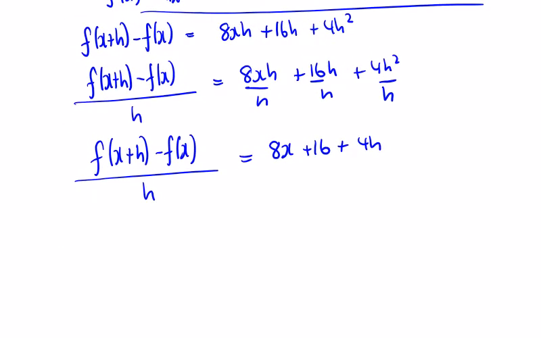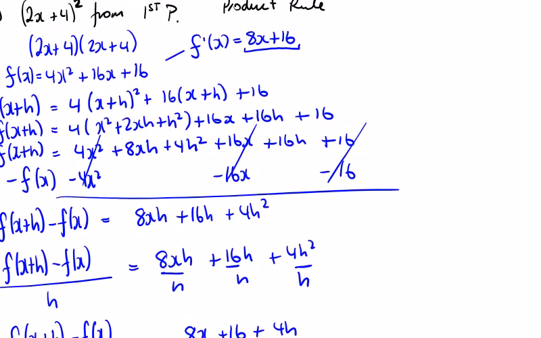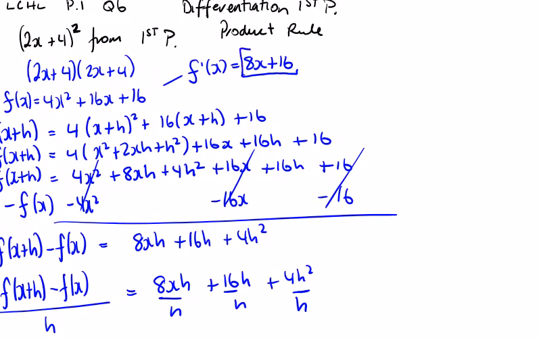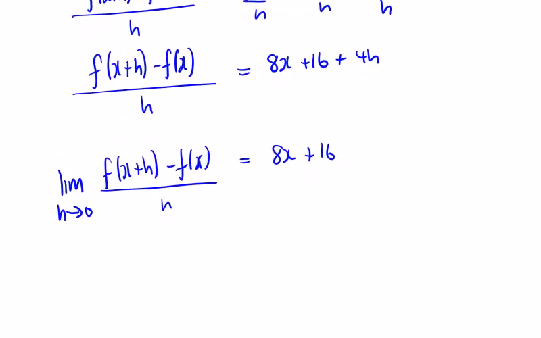So the limit of this, the limit as h tends to 0 of f of x plus h minus f of x, all divided by h, is equal to 8x plus 16. Just double check, is that what we had at the beginning? 8x plus 16. So differentiation from first principles. Absolutely no excuses for not getting full marks on this. You are throwing away marks by not practicing this question.